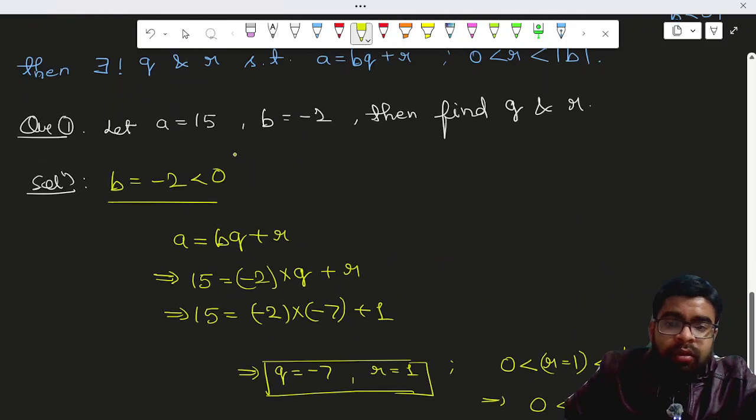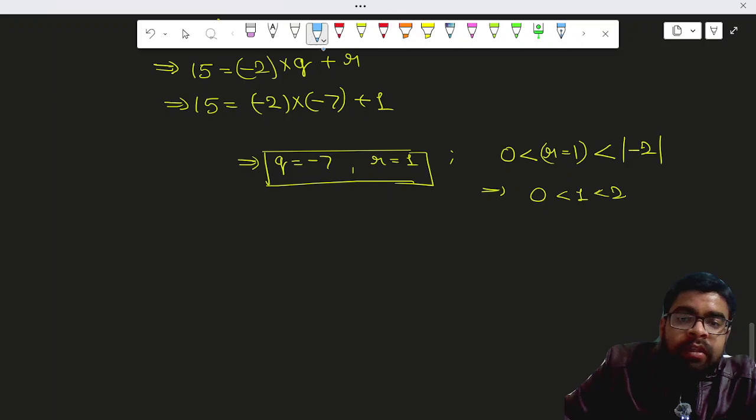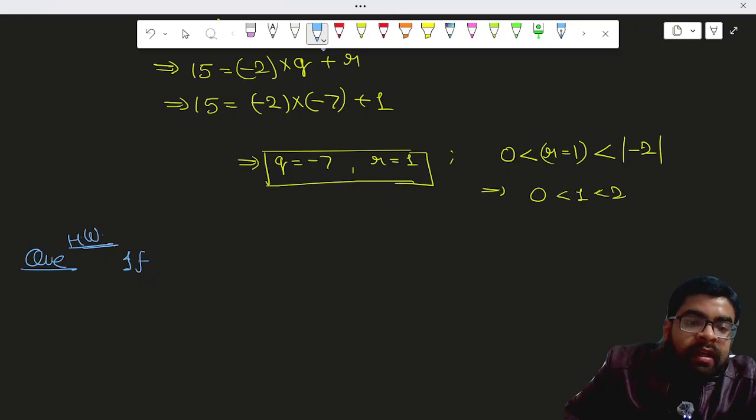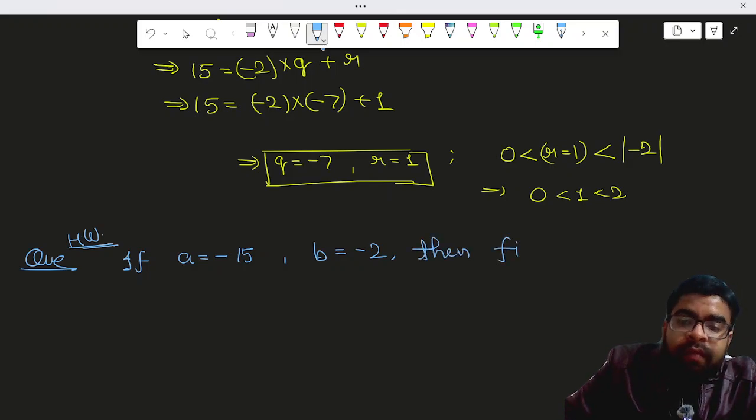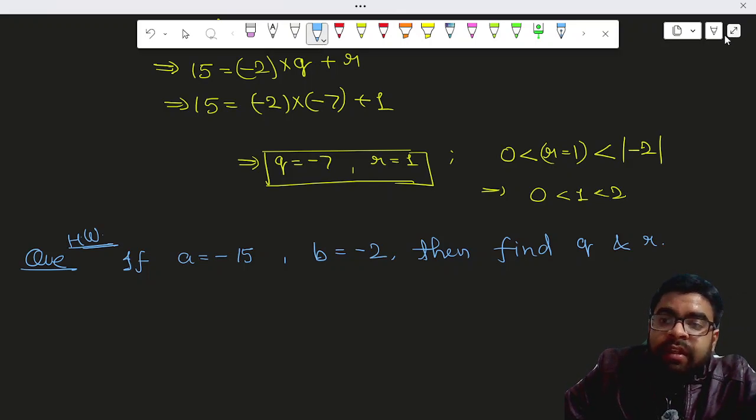Okay, so write down one question as a homework and tell me the answer in comment box. Okay, this is the homework question I'm giving. If a is equal to -50 and b is equal to -2, then find q and r. Okay, so try this question and give me the answer in comment box.